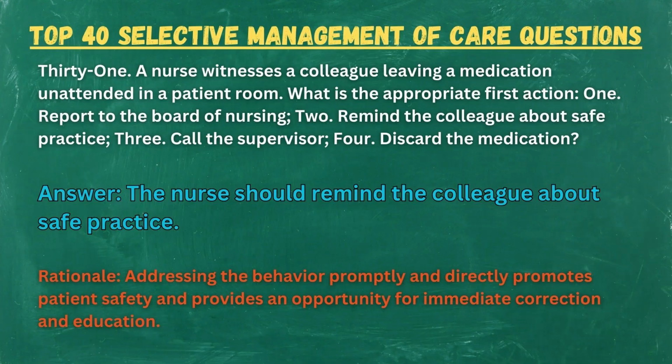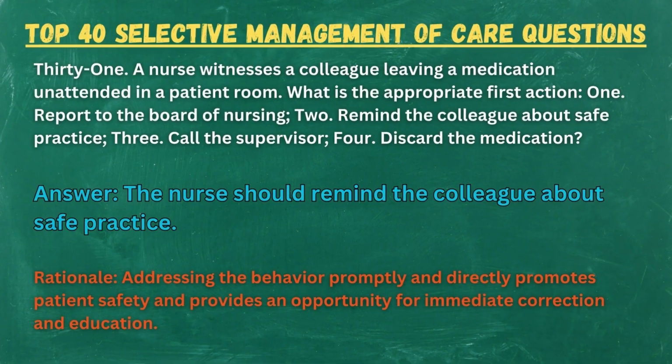31. A nurse witnesses a colleague leaving a medication unattended in a patient room. What is the appropriate first action? 1. Report to the Board of Nursing. 2. Remind the colleague about safe practice. 3. Call the supervisor. 4. Discard the medication? Answer: the nurse should remind the colleague about safe practice. Rationale: addressing the behavior promptly and directly promotes patient safety and provides an opportunity for immediate correction and education.